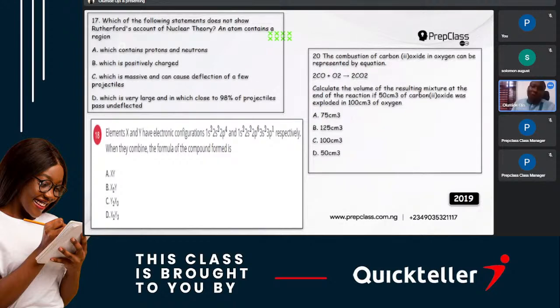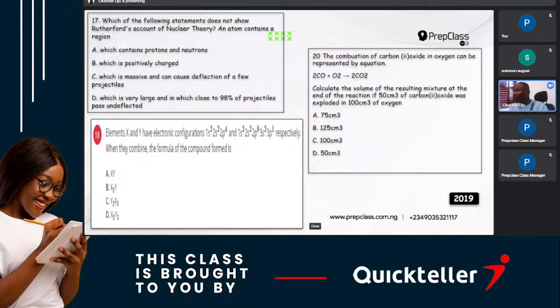Now, we have the rule that we call Gay-Lussac's law of combining volumes. It states that when gases react, they do so in volume ratios which are in simple ratio to one another and to the volume of the product formed, provided temperature and pressure remain constant.